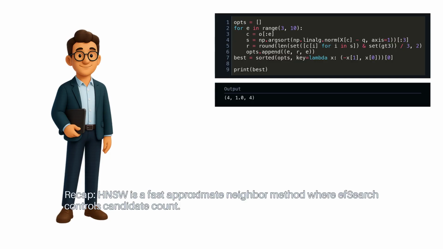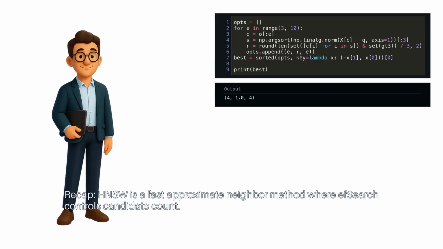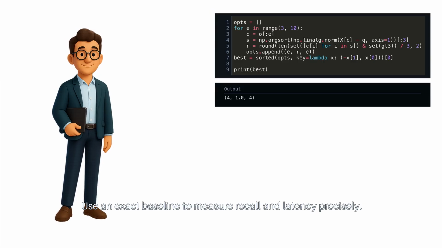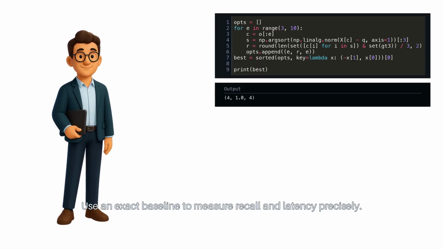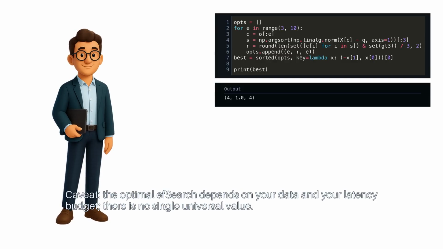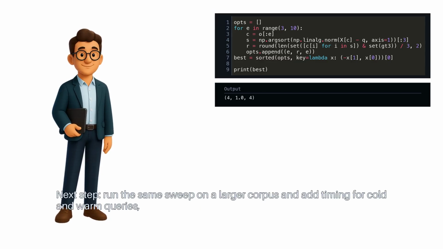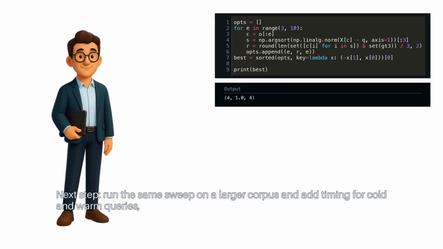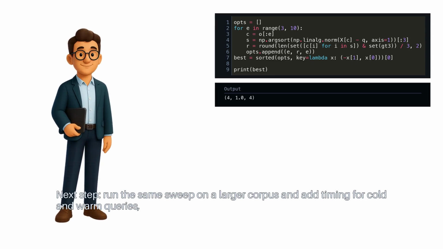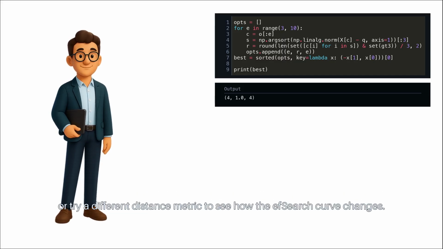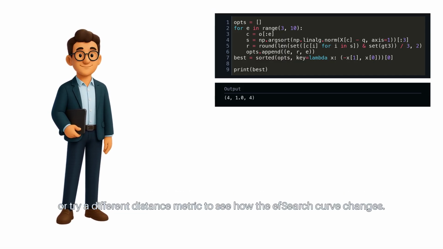time. Recap: HNSW is a fast approximate neighbor method where efSearch controls candidate count. Use an exact baseline to measure recall and latency precisely. Caveat: the optimal efSearch depends on your data and your latency budget. There is no single universal value. Next step: run the same sweep on a larger corpus and add timing for cold and warm queries. Or try a different distance metric to see how the efSearch curve changes.